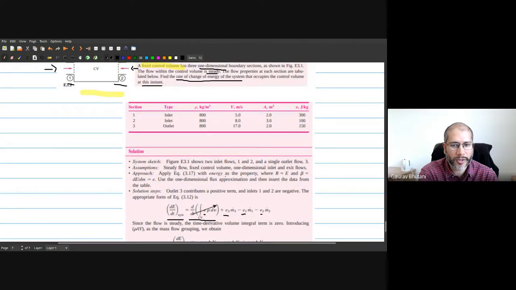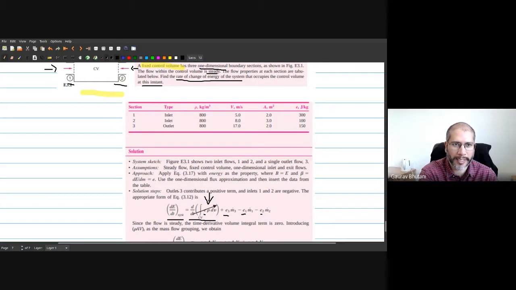So steady means that there is no change of any quantity with time in the control volume. So the partial derivative of all quantities, including E and rho, are zero. It's very important to understand this, what is the meaning of steady. So steady is always in the control volume sense. Don't confuse that with the system sense.